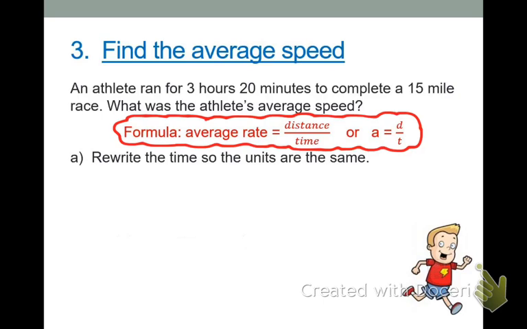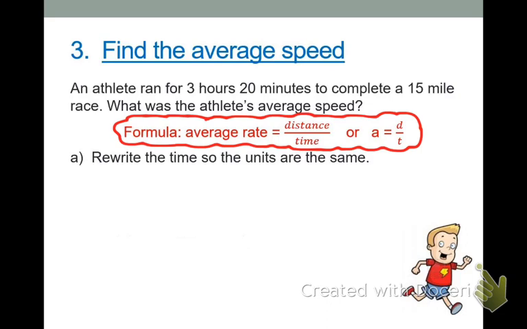So it says the average rate, which is the same thing as the average speed, is distance divided by time, or you can see it shortened. What does the abbreviation say? A equals D over T. So just know when you're doing this, you've got to memorize this formula. This is how you would find average speed or average rate: distance divided by time.